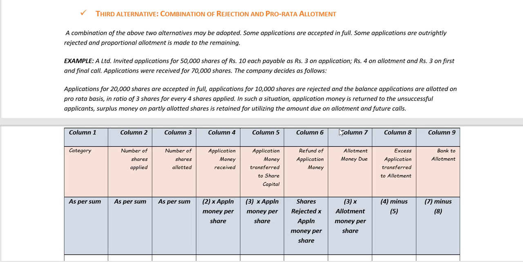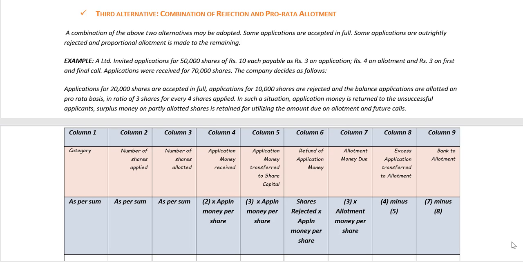Now when we are faced with this third alternative, it will be helpful if we understand this table, which I will just explain, and also follow the table, because most of the sums which come in our examination will be that of forfeiture of shares, and it is easier to solve the sums on forfeiture of shares if we follow this one table.